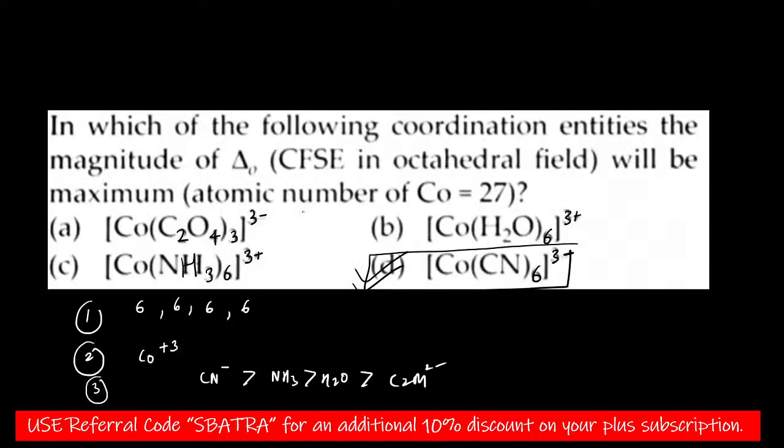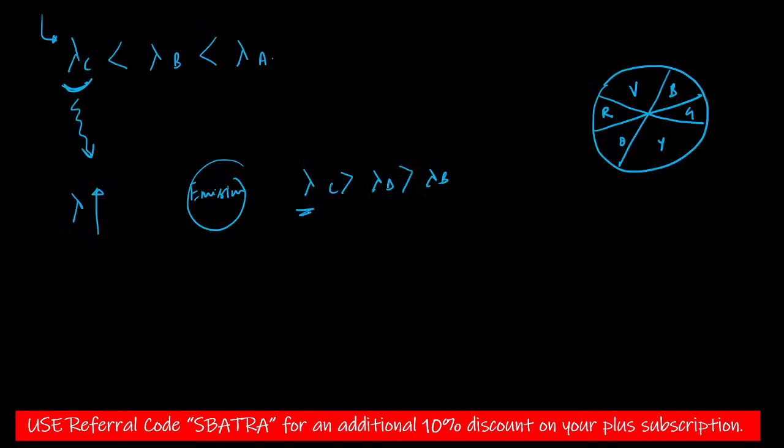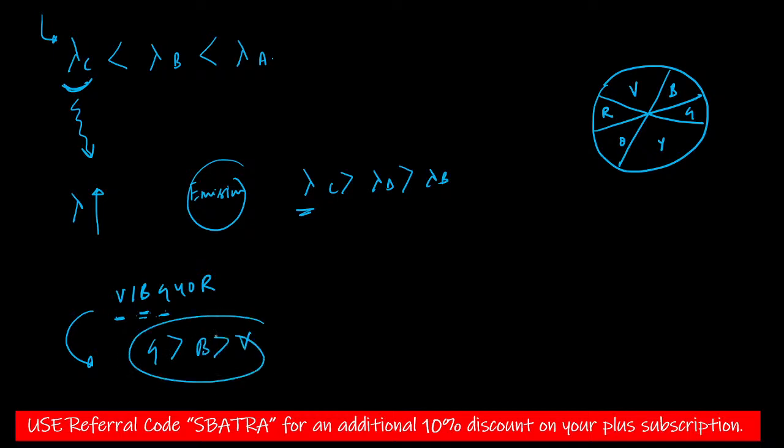Now if I see these options, first is blue, green, violet and violet. Which is the light of more wavelength? If I write down Vibgyor, we have blue, green and violet. These 3 colors. If I arrange them according to wavelength, green has maximum wavelength, then we have blue, then we have violet.